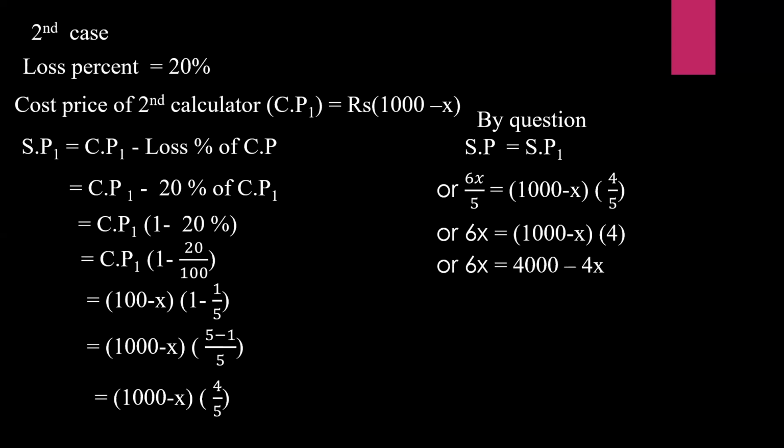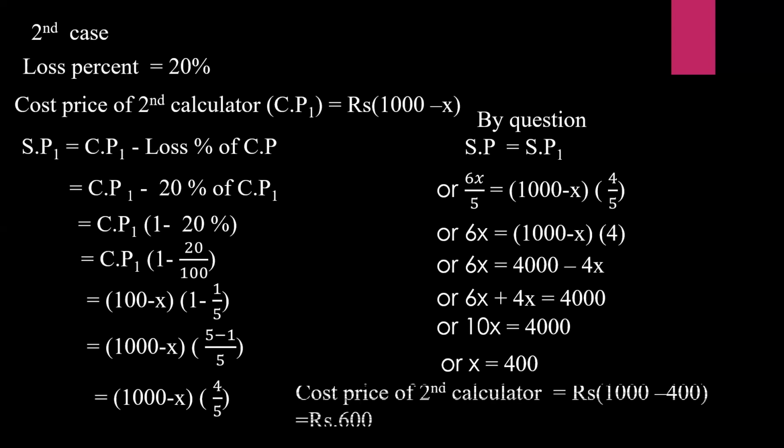6x will be equal to 4000 minus 4x, and let's transpose minus 4x to the left hand side. It will be 6x plus 4x equal to 4000, so 10x is equal to 4000, and from here x is equal to 400. Divide by 10, we get 400. Now we got the value of x. Once we have the value of x, we can easily find the cost price of the calculators. What is the cost price of the second calculator? That is 1000 minus 400, which is rupees 600, and the first calculator costs 400. So you can write the conclusion.